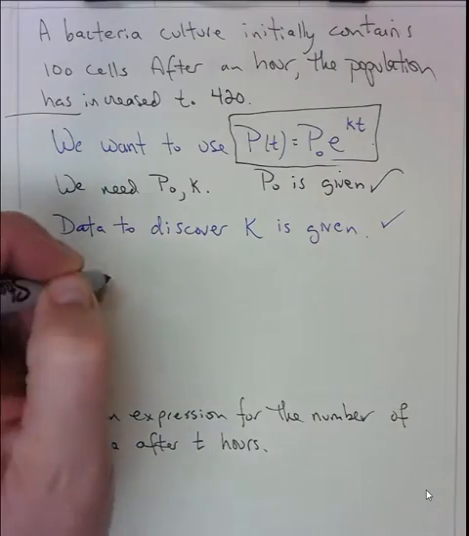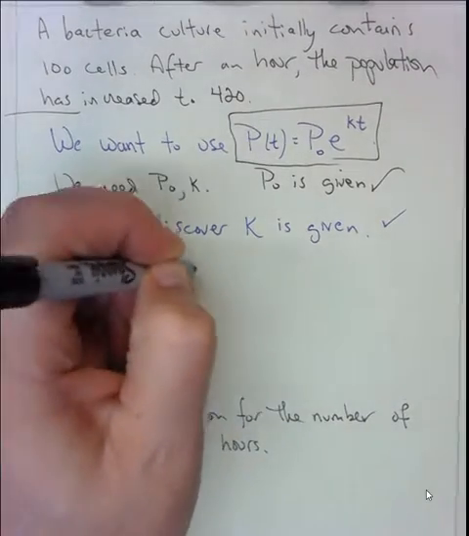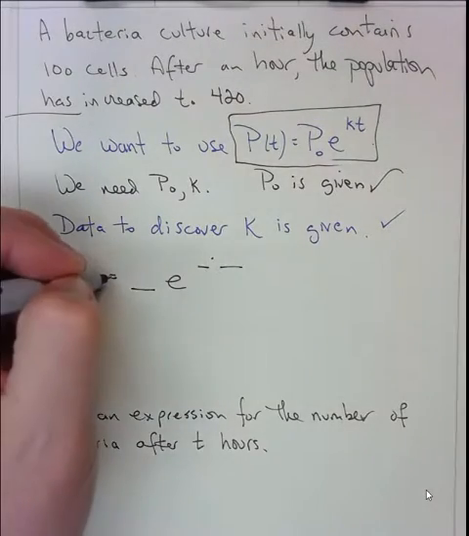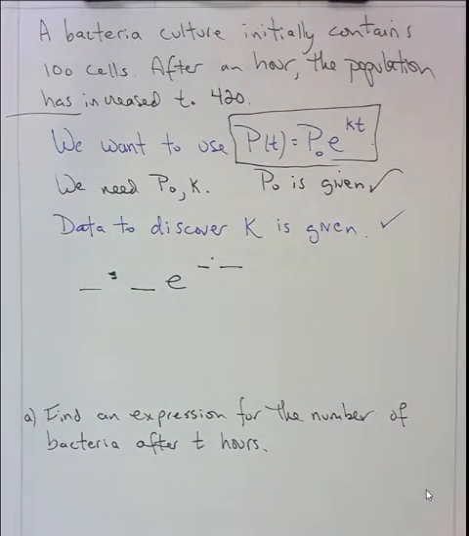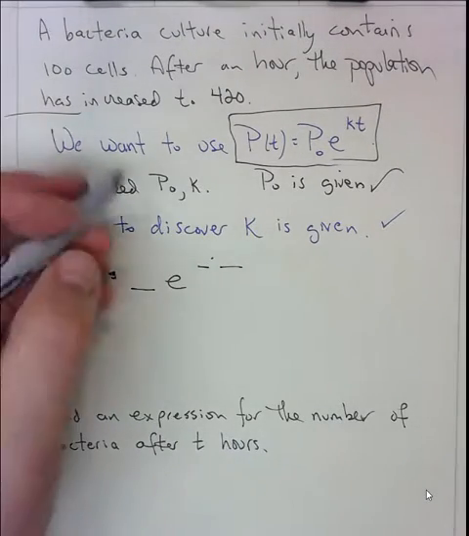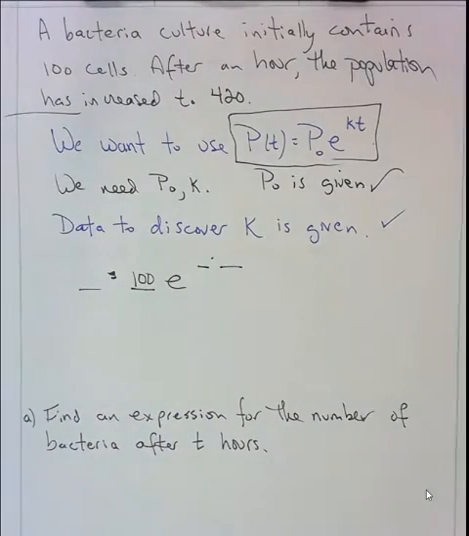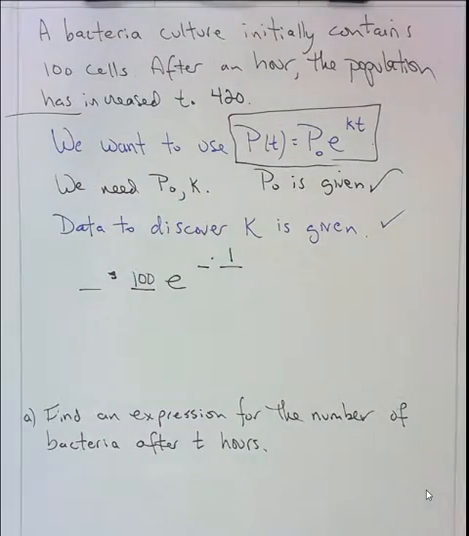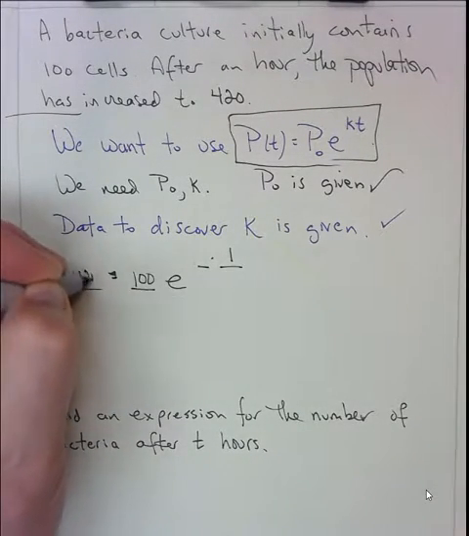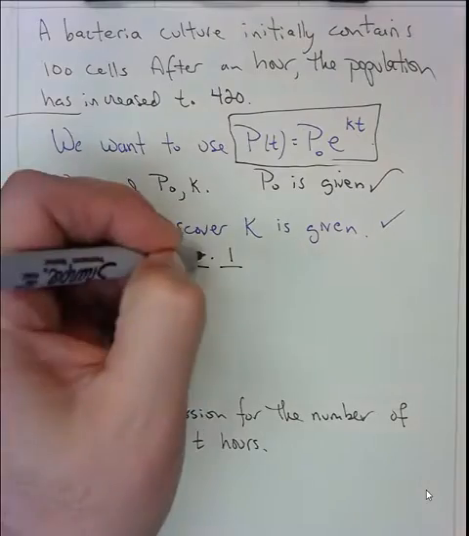And by that, I mean there are 4 places in this formula where numbers can go. As long as you're given any 3 of them, you can discover the 4th. And so we're told that if we start with 100 cells and let 1 hour go by, we will end up with 420 cells. And the only unknown here is K.